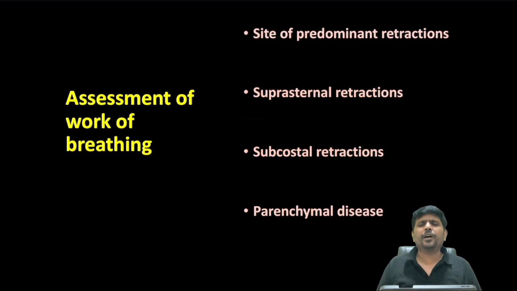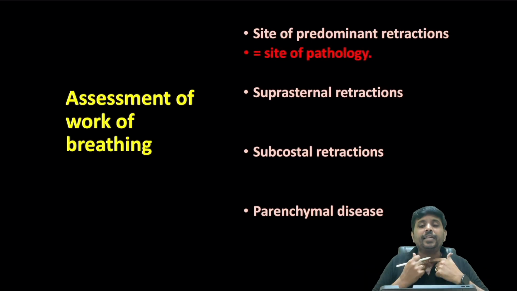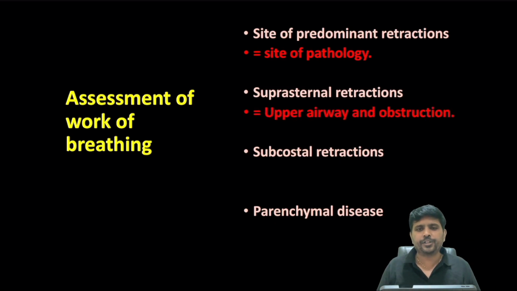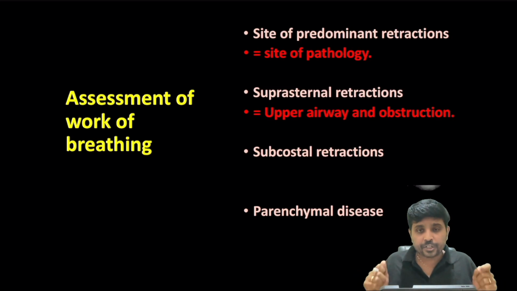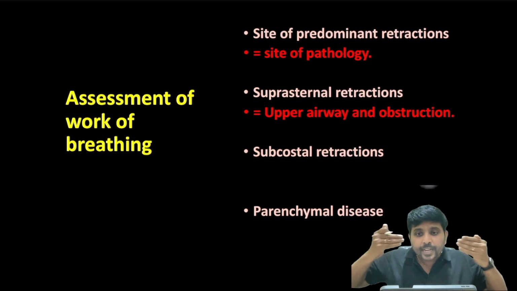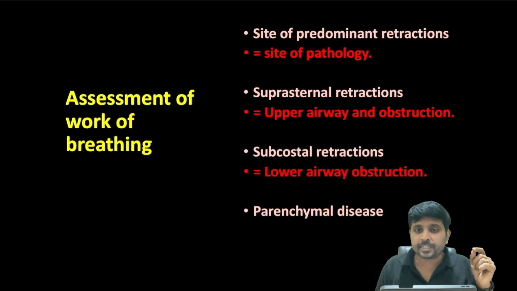Okay, now predominant retraction. This was discussed even in our previous section, last Wednesday or Thursday, I think. Whenever you have predominant retractions, it indicates that site is particularly affected. Suprasternal retraction indicates laryngeal pathology, upper airway obstruction. Whereas subcostal retractions: the place where your chest and abdomen join, when that area goes inside and comes out, is called subcostal retraction. That subcostal retraction indicates lower airway obstruction, particularly an attack of wheeze, asthma.